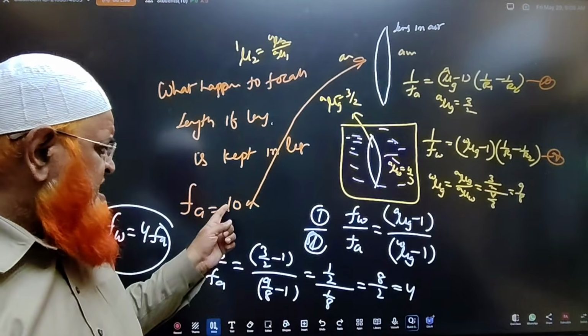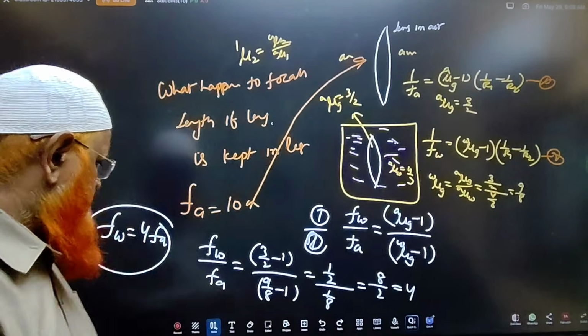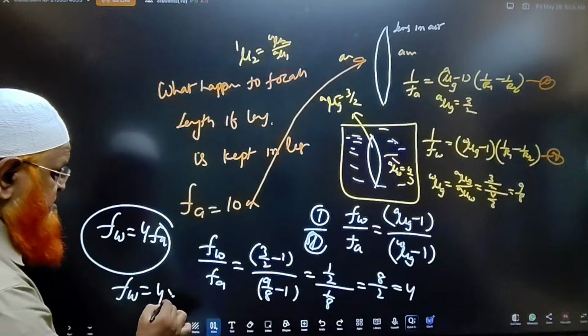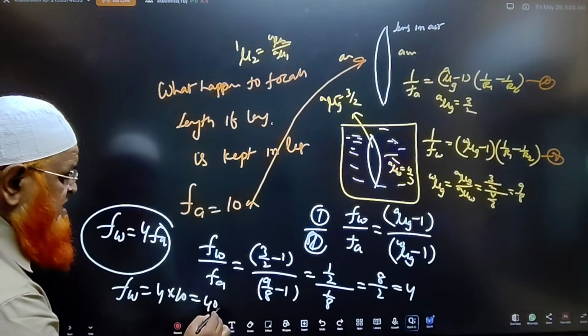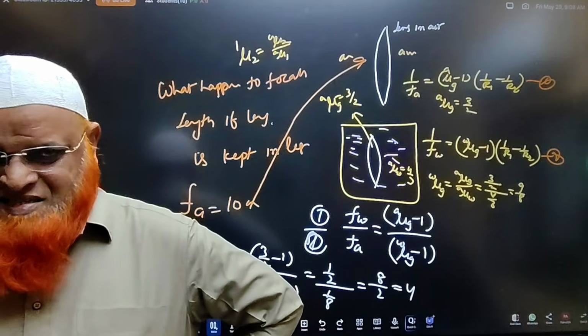If the focal length in air is 10 centimeters, what is the focal length in water? Just multiply by 4. The focal length in water is 4 times the focal length in air, which is 10 here, so your answer is 40 centimeters. That's it. Understood? So this is the total story of lenses.